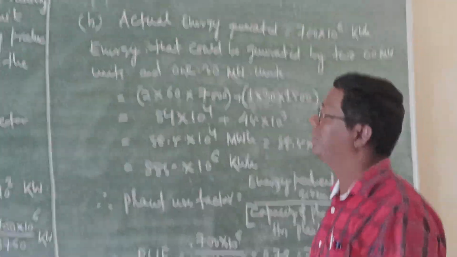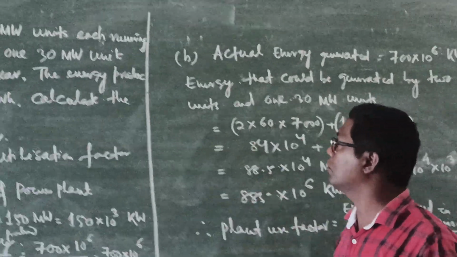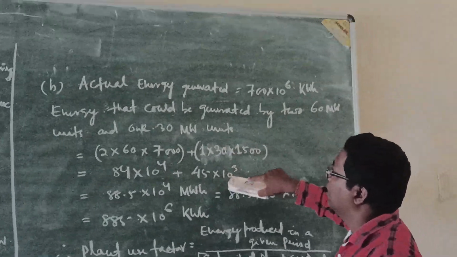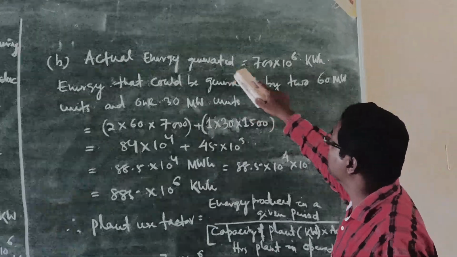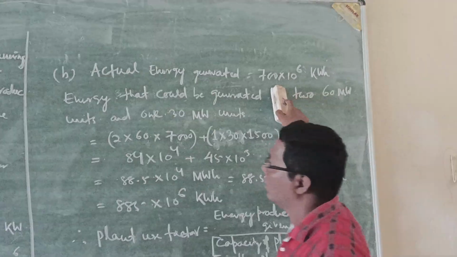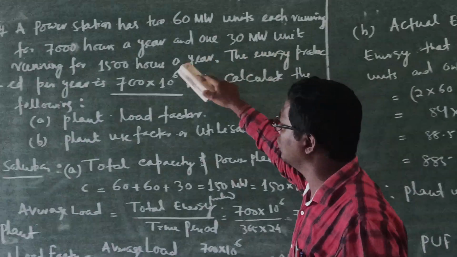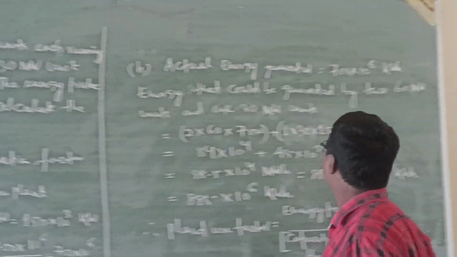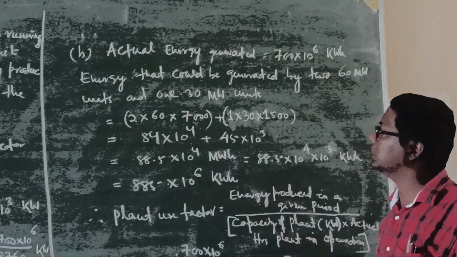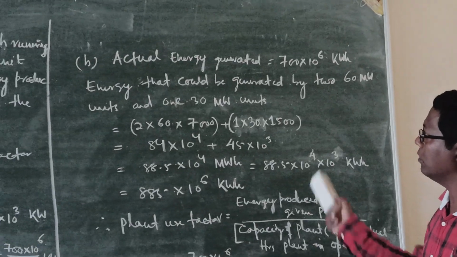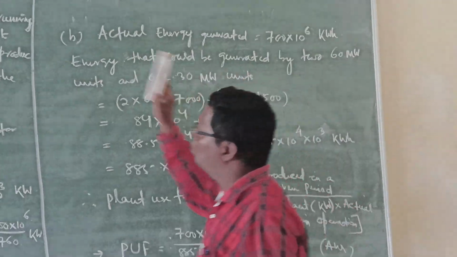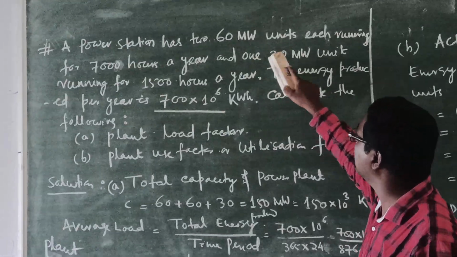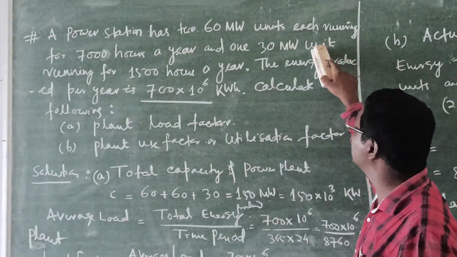How to find the plant use factor? Plant use factor is also known as utilization factor. We know already the actual energy generated. The energy produced here is 726 kilowatt hour. So that is your actual energy generated.